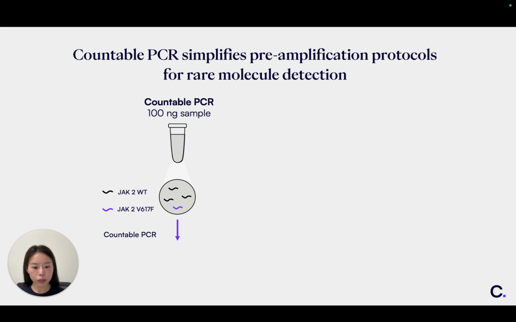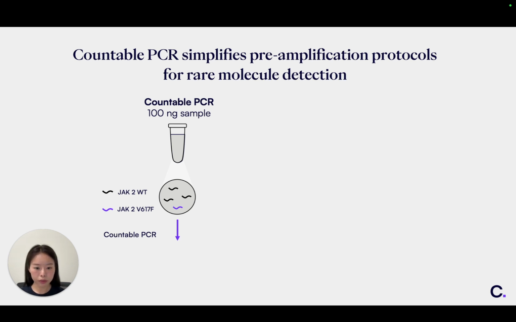So now I'll quickly walk you through how I designed this experiment. I started by preparing a sample with an expected variant allele frequency of 0.033%. This just basically means that for every 30,000 wild-type molecules, I'd expect to detect one mutant molecule.